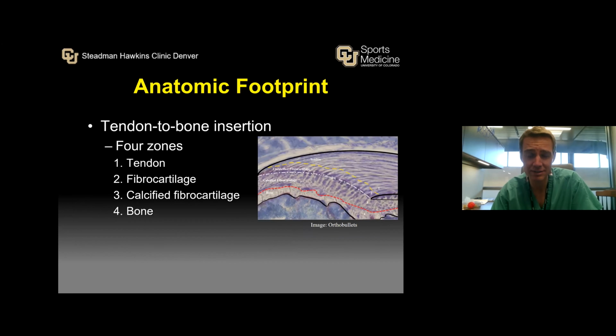Anatomic footprint, this is getting into some of the deeper biology, but really four zones: the tendinous zone, the fibrocartilaginous zone, which is not calcified, and then there's a calcified fibrocartilaginous zone, and then bone. And these are important when we're thinking about the healing properties. And so, again, when we're adding things like biologics and augmentation, we're trying to reproduce this anatomic footprint.